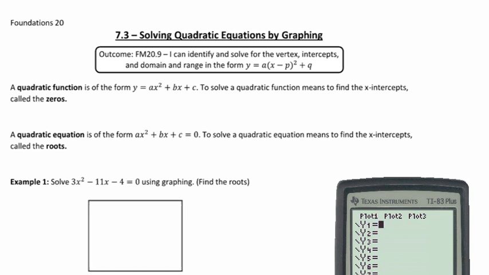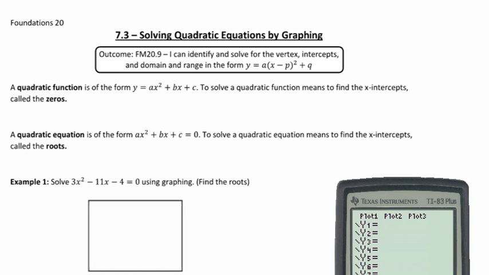7.3, solving quadratic equations by graphing. So a quadratic function is of the form y equals ax squared plus bx plus c. We're familiar with those three letters a, b, c from 7.1, identifying how they each affect our graphs. To solve a quadratic function means to find the x-intercepts, which we call the zeros, and we talked about that a little bit in the last example in 7.2, where that's what we calculated were our zeros on our calculator.